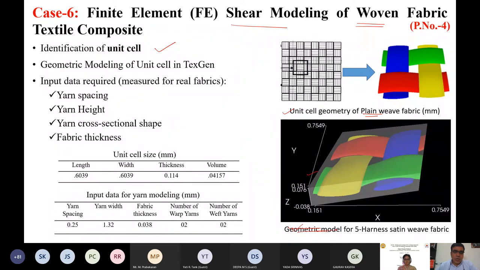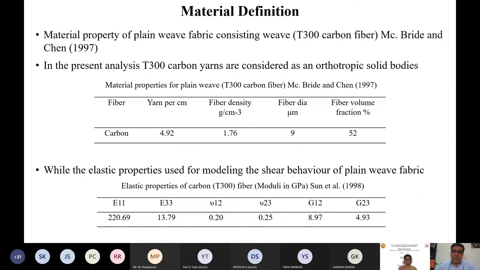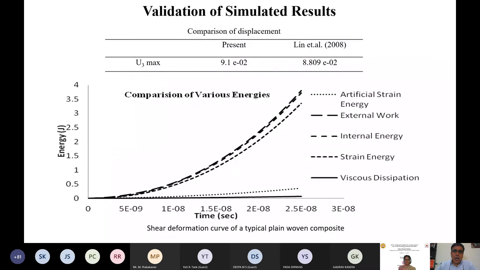Moving next, you identify the geometric model. The next step is material definition. Again, you identify your material, say T300 carbon yarns, having these properties, and further properties in terms of the weave taken from this data. And finally, you compare with various other results, whatever results you got.